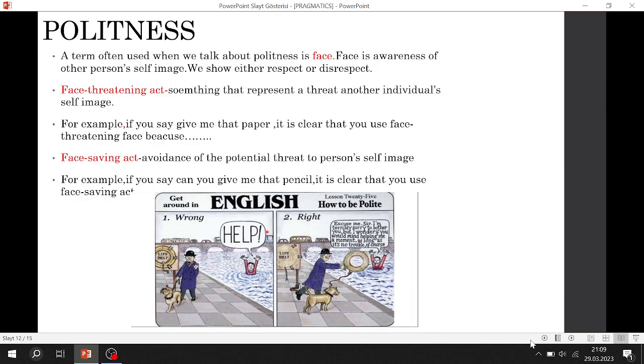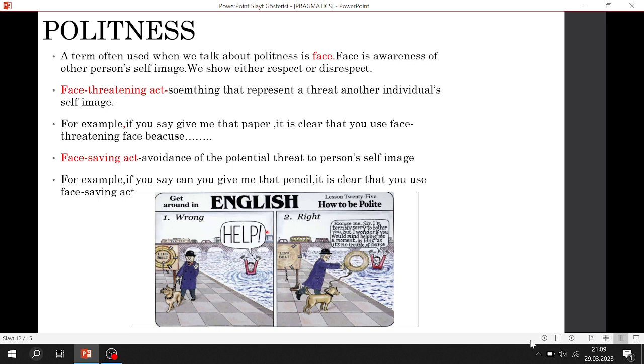Politeness. A term often used when we talk about politeness is face. Face is awareness of another person's self-image. We show either respect or disrespect. Politeness is separated into two sub-branches: face-threatening act and face-saving act. What's a face-threatening act? A face-threatening act is something that represents a threat to another individual's self-image.